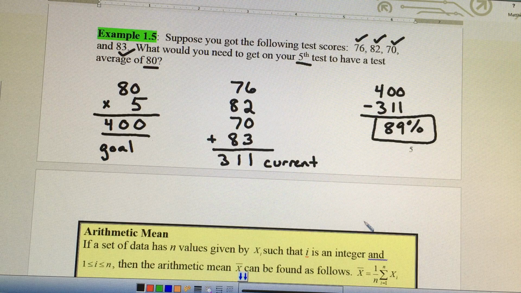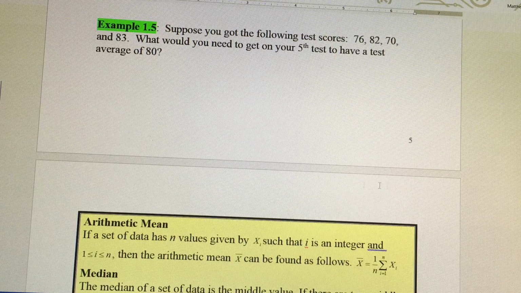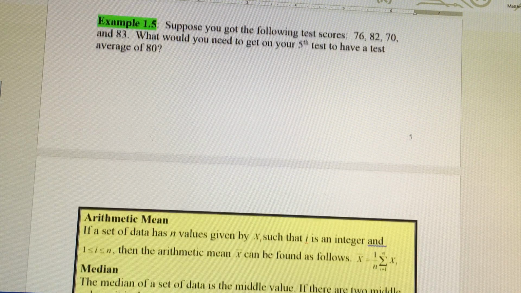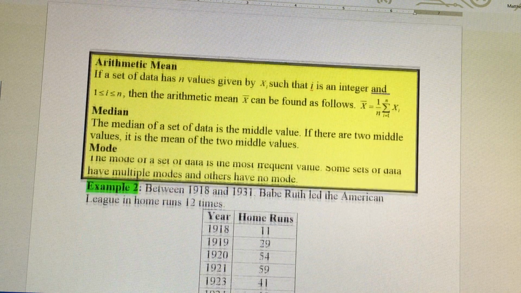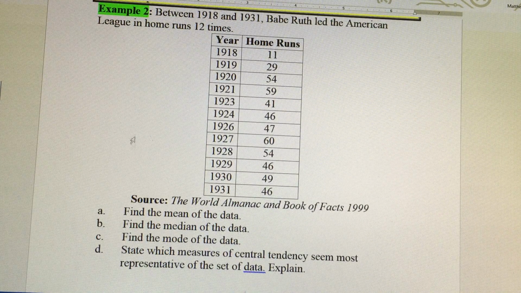Okay? You know what you want your average to be, so you've got to figure out what that 5th test score is. All right, let's go ahead and take a look at example number 2. We're going to do a baseball example here. We're going to use Babe Ruth's data. Some of you know who Babe Ruth is. He played baseball for the New York Yankees. Babe Ruth was a big-time home run hitter.